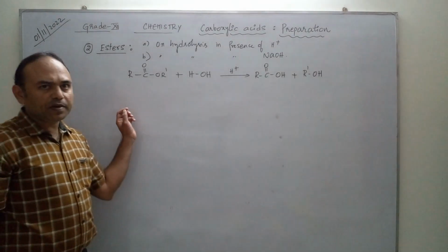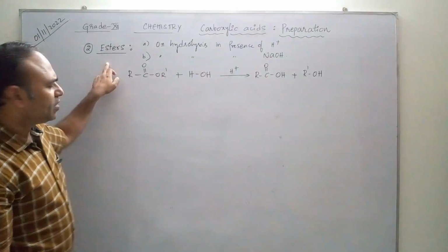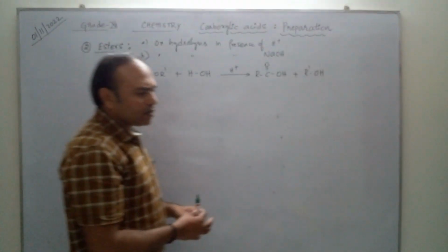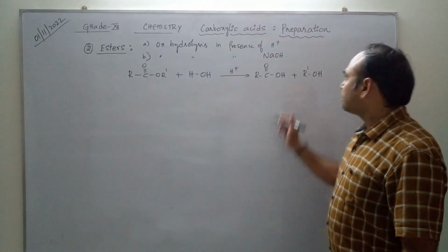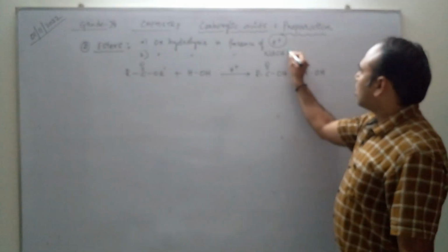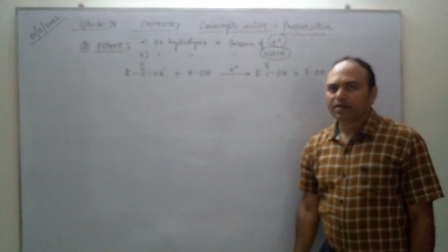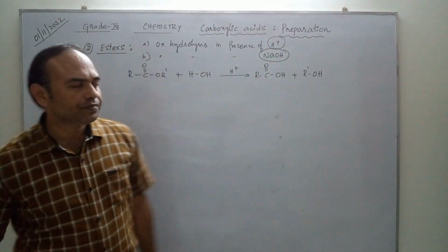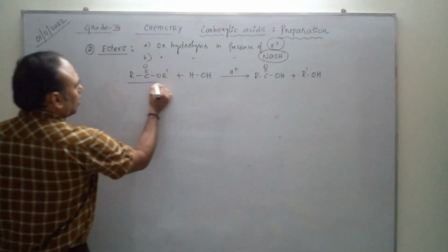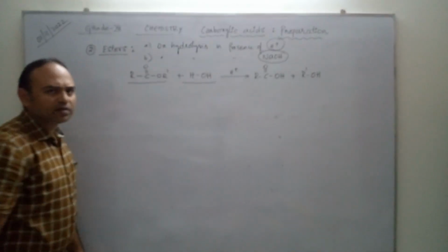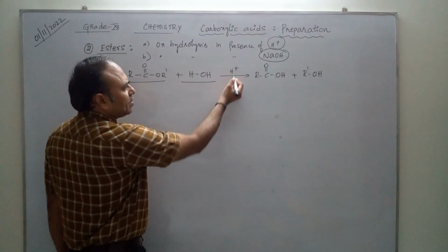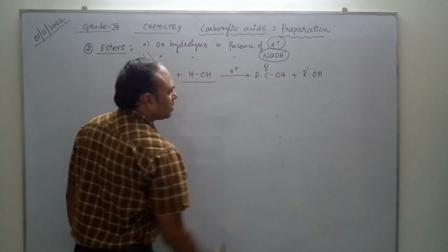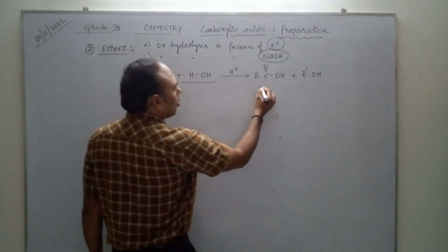Now the second method of preparation, using esters. Either you can use mineral acid, or you can use a base here. So two methods are possible. Now let us see the general equation. Ester hydrolysis, that is in presence of water, acidic medium, will give you carboxylic acid plus alcohol.